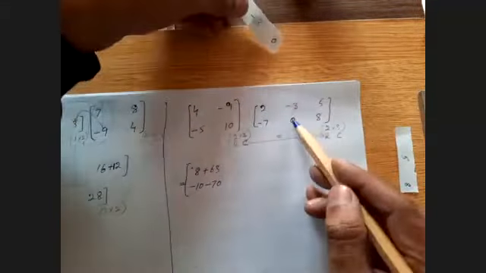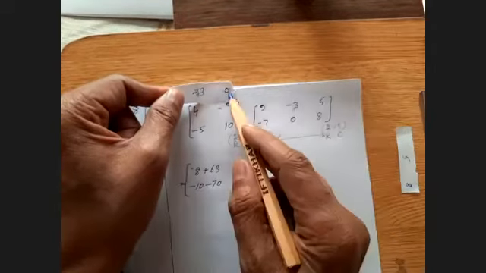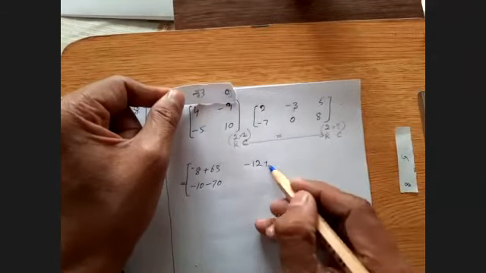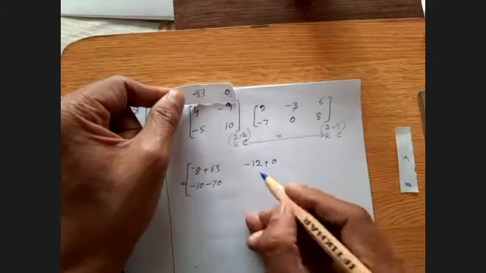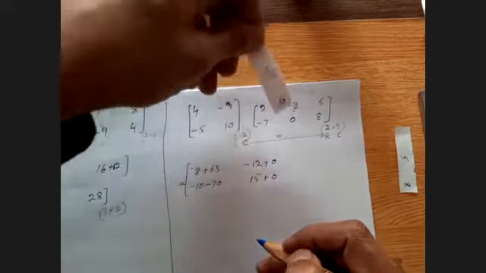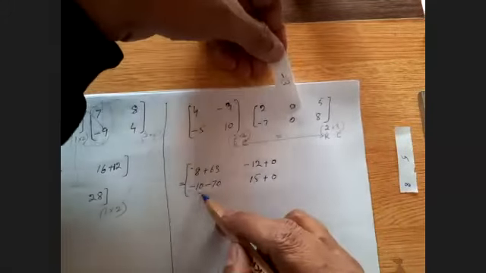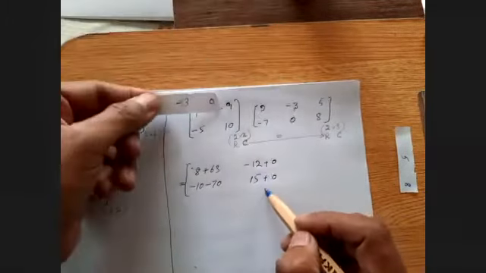4 threes are minus 12, minus 12 like this, and then 0 into minus 9 gives you 0, plus 0. Okay. Now in the same way, minus 3 and minus 5 gives you positive 15, and 0 into 10 gives you plus 0. So this is the multiplication of the second column. The first column makes the first column, and the second column makes the second column.